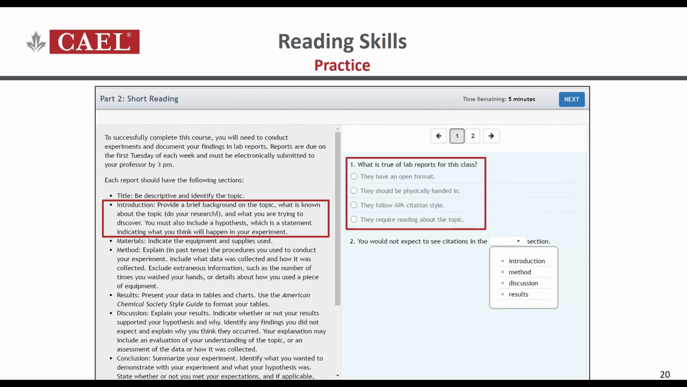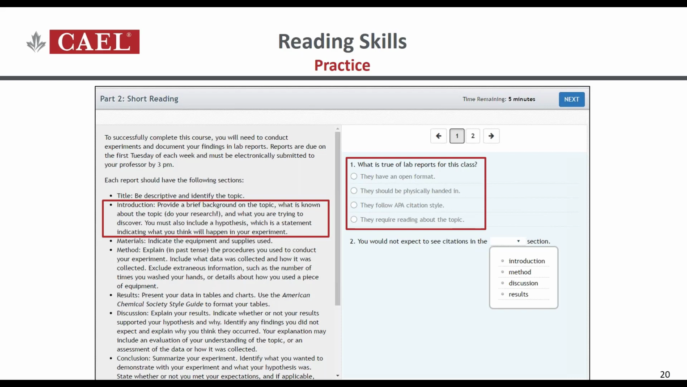So it is specific. And that means, of course, that we were looking for a very specific piece of information. And we know that because the question is asking about a simple fact. It says, what is true about? What is true of lab reports? So that gives us a clue that we need to find a fact. So we're just looking for one specific thing.